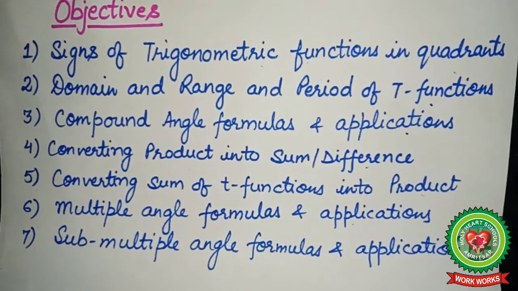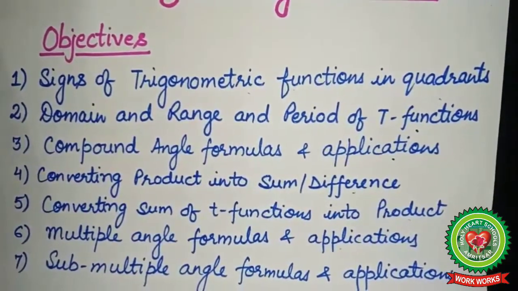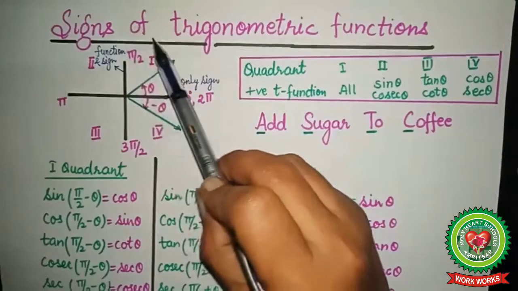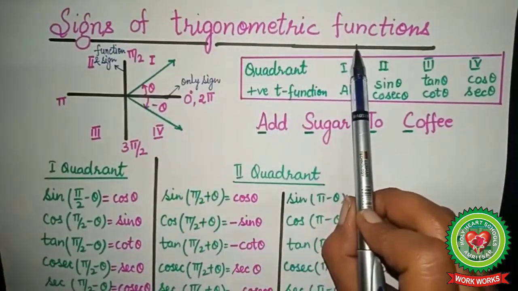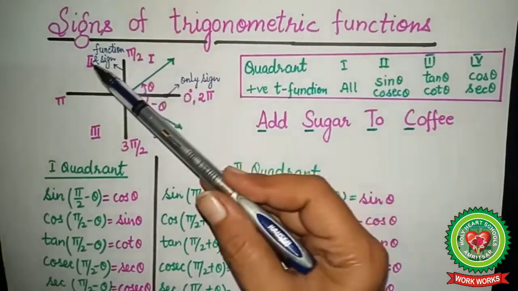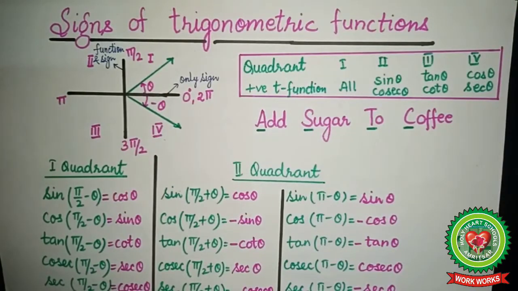Today we are going to start with the first objective and then we will complete the second objective. Now let's start with the first objective. Signs of trigonometric functions. As we all know, there are 4 quadrants: first, second, third and fourth. Now, in these 4 quadrants we are having different angles.